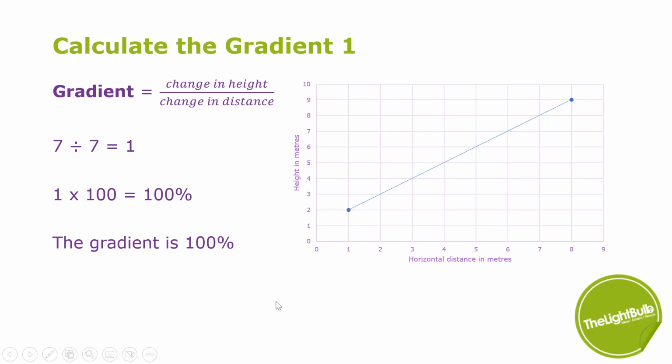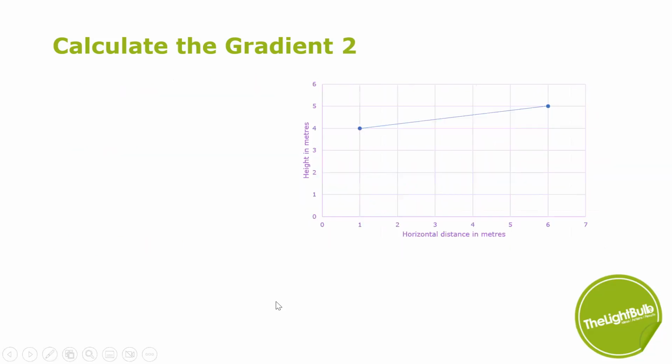Okay, so look at another example. Here we have the gradient again, represented by this line across the page, a lot shallower this time. I'll tell you what, have a think about this. Press pause if you like. I'm going to stop for 10 seconds. See if we can work out what the gradient is, and then we'll run through it.